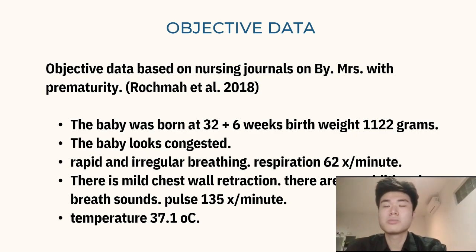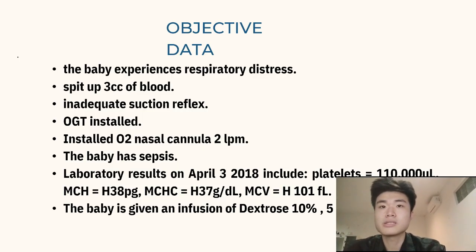Objective data: the baby was born at 32 plus 6 weeks, birth weight 1,122 grams. The baby looked congested, with rapid and irregular breathing. Respiration 62 times per minute, there is mild chest wall retraction, there are no additional breath sounds, pulse 135 times per minute, temperature 37.1 Celsius. The baby experienced respiratory distress, residual of 3 cc of blood, inadequate suction reflex, OGT installed, O2 nasal cannula 2 LPM, and the baby has sepsis.